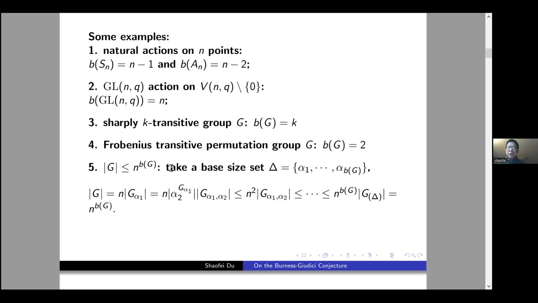This is a rough bound on the group order of G. If the base has size b, then the order of G is no more than n to the power b. This is very easy to see actually. The order of G is n times the order of G_alpha, and G_alpha acts on the remaining points, and so on. Finally, you get n to the b.